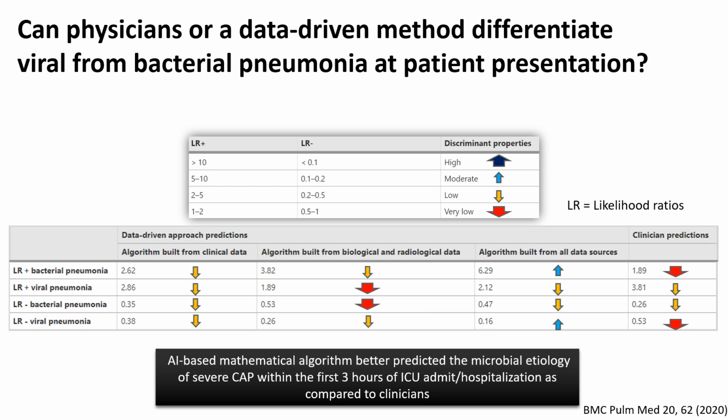And we can see that the positive likelihood ratio for bacterial pneumonia, for example, the AI was performing better than in the clinical prediction of experienced physicians. Similarly, when it comes to a negative likelihood ratio for viral pneumonia, the algorithm built from the data sources performed better than experienced physicians. So we can see that studies based on these initial data points within first 3 hours of presentation, where the AI models were utilized, obviously the AI-based mathematical algorithms perform better than physicians in predicting the etiology of severe community-acquired pneumonia.